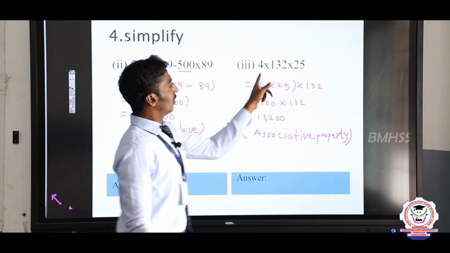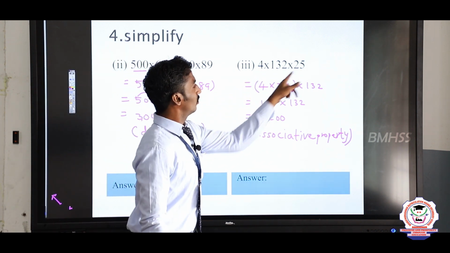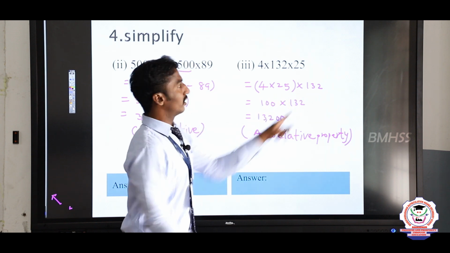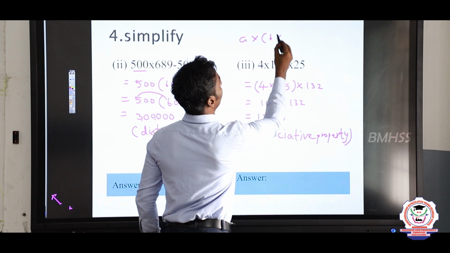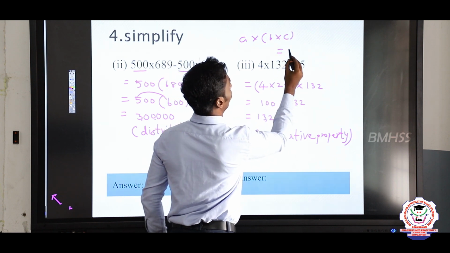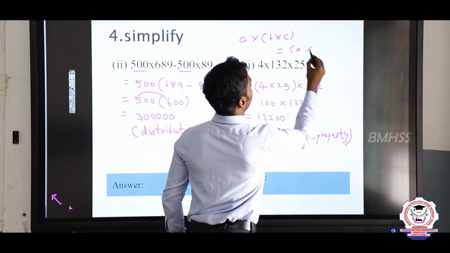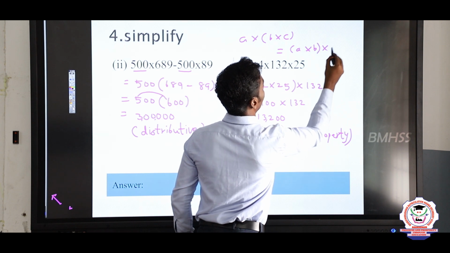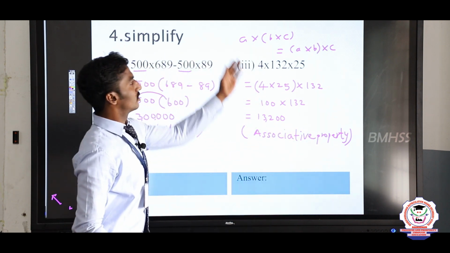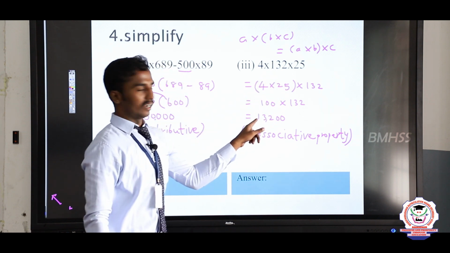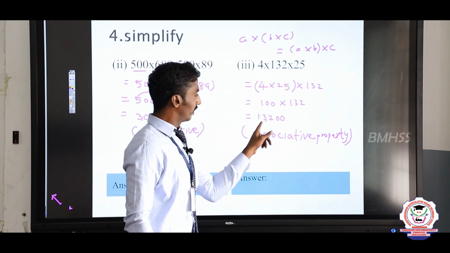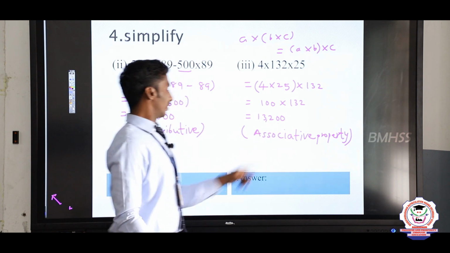Second one, associative property. 4 into 25 into 132. Property: A into B into C equal to A into B into C, regrouped. This is associative property for multiplication. So 4 into 25 we get 100. 100 into 132 we get 13,200.